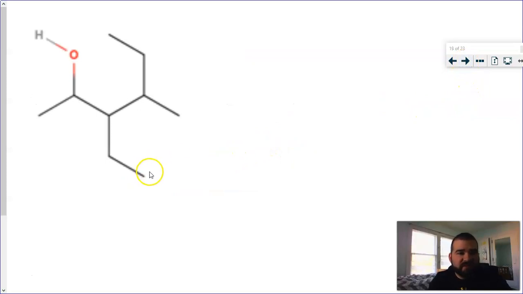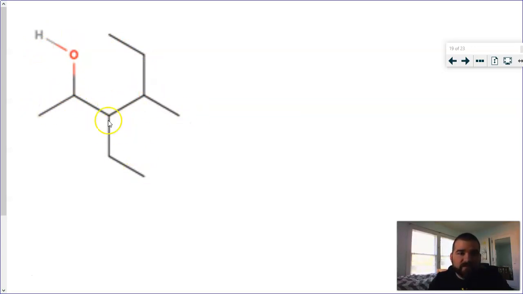Next, this one's fun. 1, 2, 3, 4, 5. 1, 2, 3, 4, 5, 6. I think that's my chain right here. So we got this weird carbon chain we're kind of wrapping around, and we got 3 functional groups on this one. We've got an alcohol, which is going to be a part of the parent name. I've got a methyl and an ethyl.